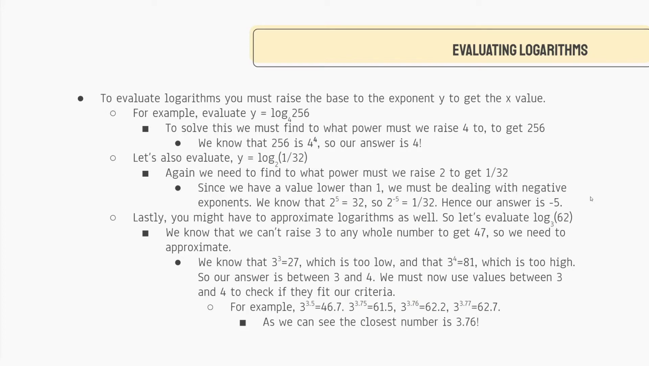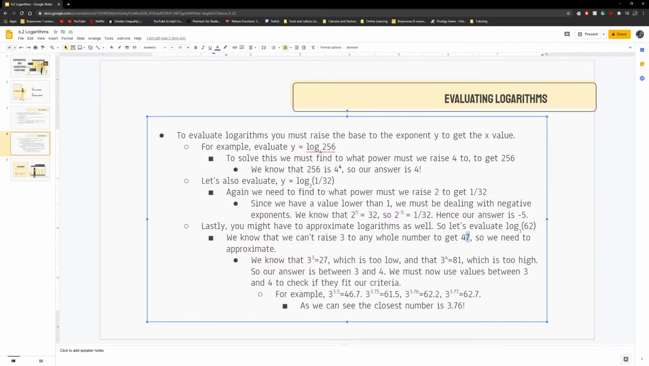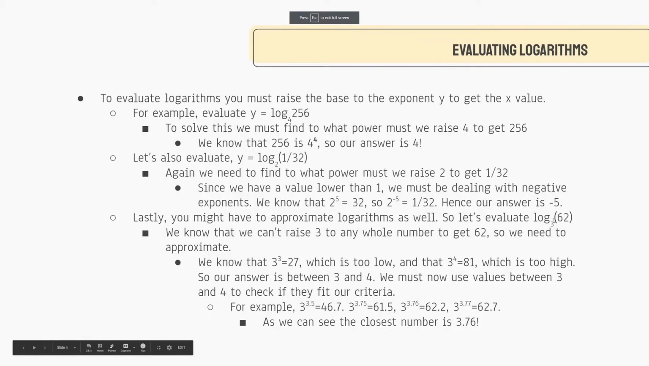Now, you must also learn how to approximate logarithms, because not every value you're going to work with will be a perfect exponent. So what do I mean by that? For example, let's look at this question here. We're finding out log of 62 to the base of 3. We know that you can't raise 3 to any whole number to get 62. So we have to approximate.